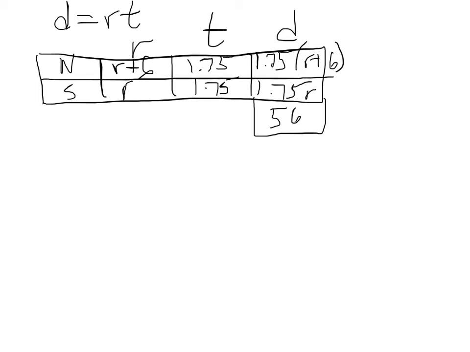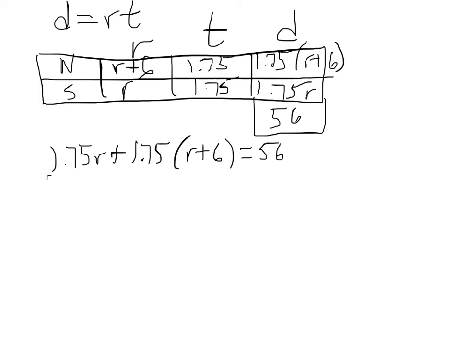So we know that 1.75 r plus 1.75 times r plus 6 equals 56. And to solve this equation, we have to distribute.